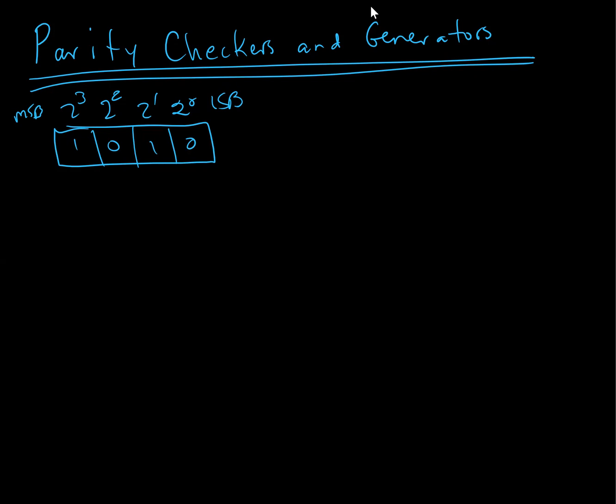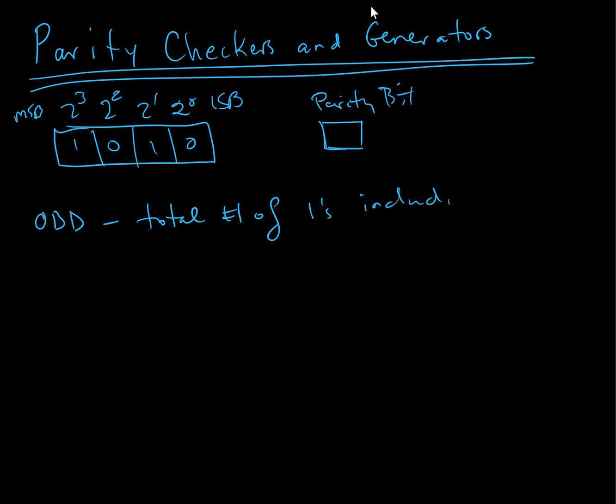Now the idea of parity, and you may have noticed parity as a setting on your computer for some serial transmissions. The idea of parity is to send along a parity bit. Now, what that bit is depends on what data you're sending and on whether you've chosen even or odd parity. So if you've chosen odd parity, that means the total number of ones, including the parity bit, should be odd.